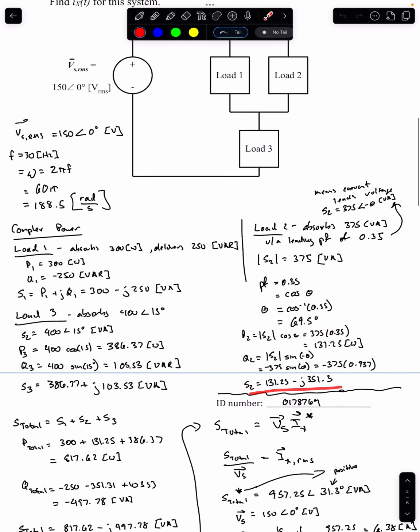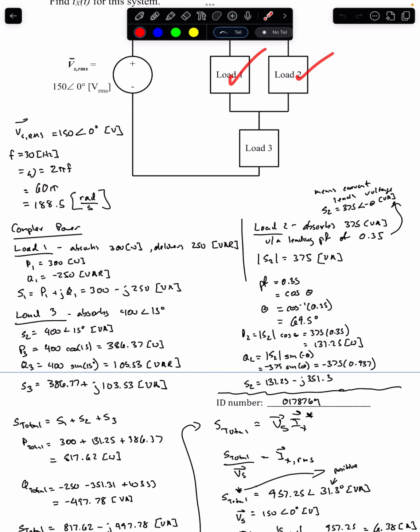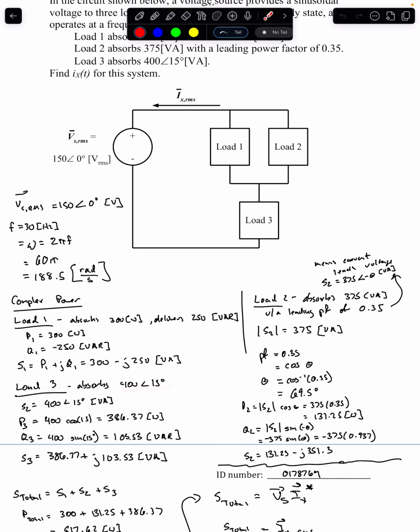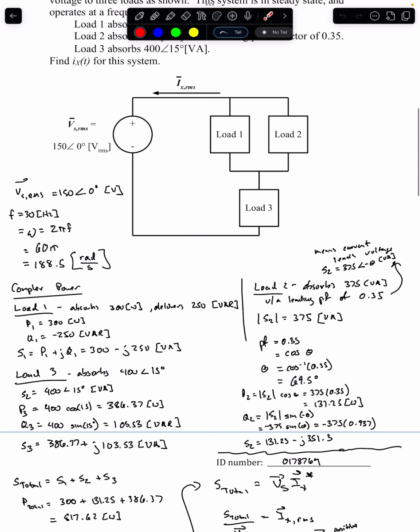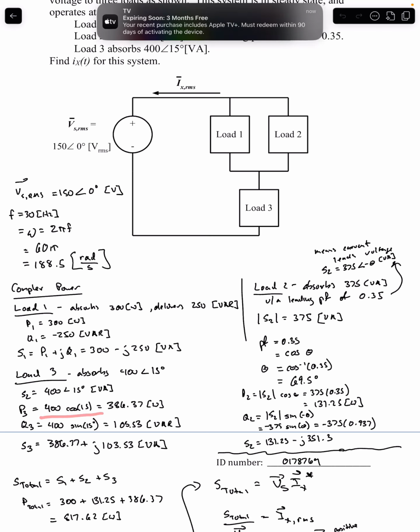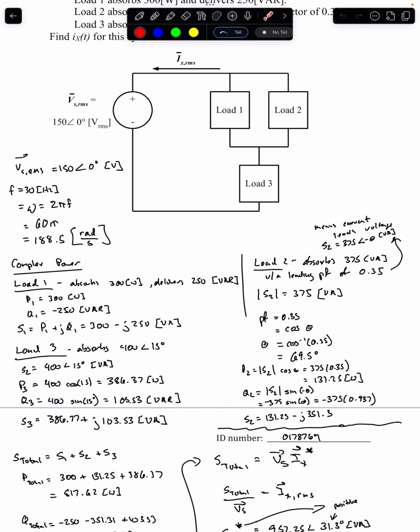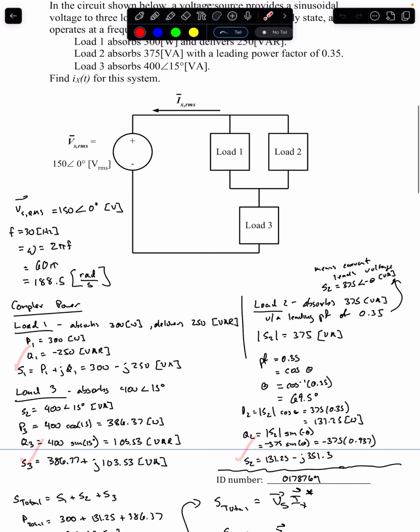Okay, same thing for load 3. We've got load 1, we've got load 2, so now I find load 3. What we're given is 400 at minus 15 degrees. With that, you can find P3 and Q3 as well, and we're given that here. So now we've got S3. So we've got S1, S2, S3, and now we've found the complex loads for all of them.